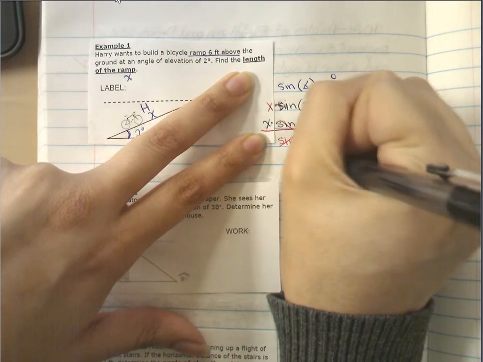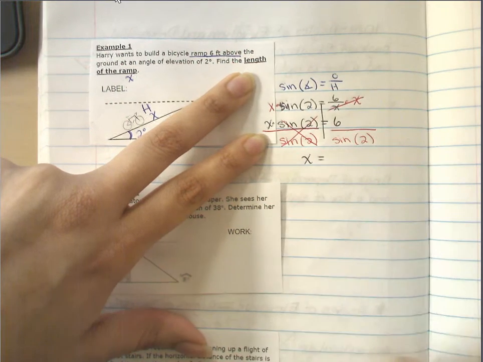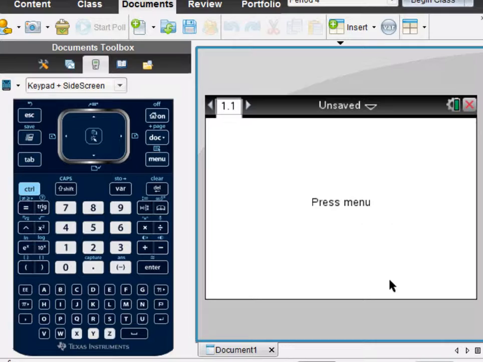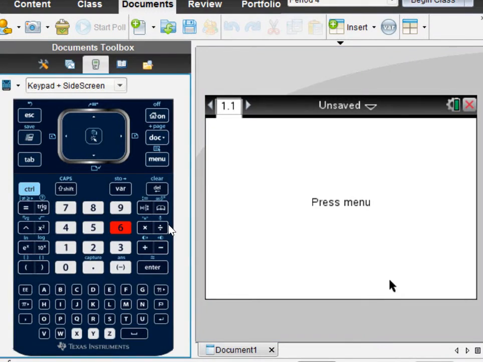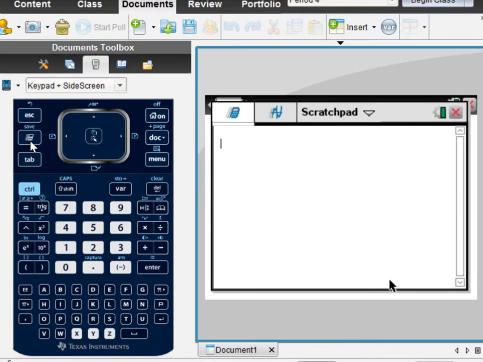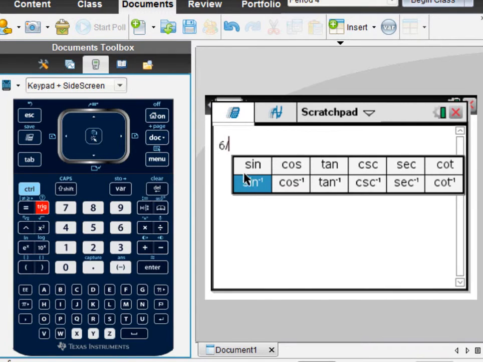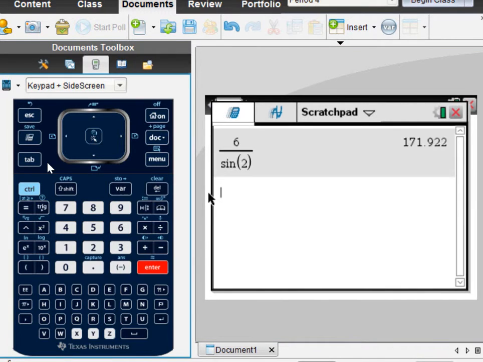Now I have x by itself on the left side, and to get my answer I'm going to divide 6 divided by sine of 2. I'm going to do it in my calculator. So I'm going to take 6 divided by the sine of 2, and so that gives me 171.92 feet. So the length of the ramp is 171.92 feet.